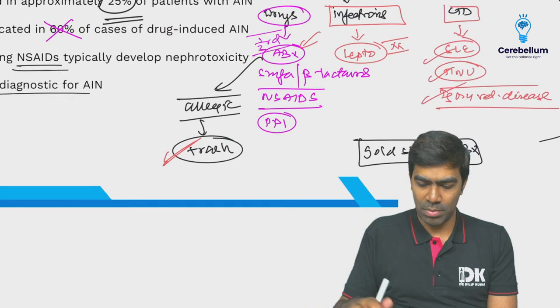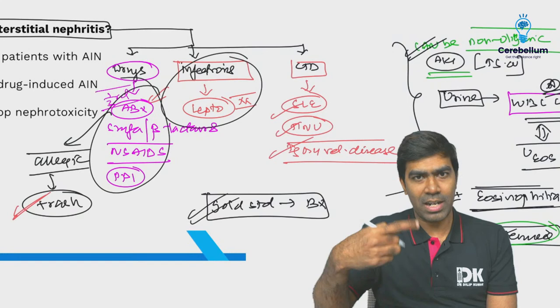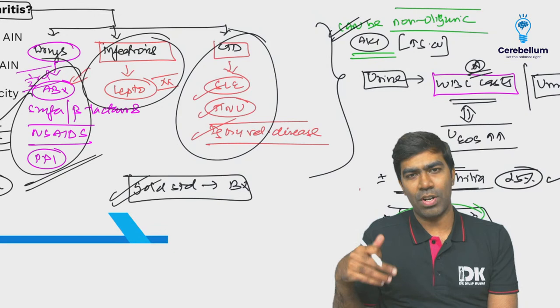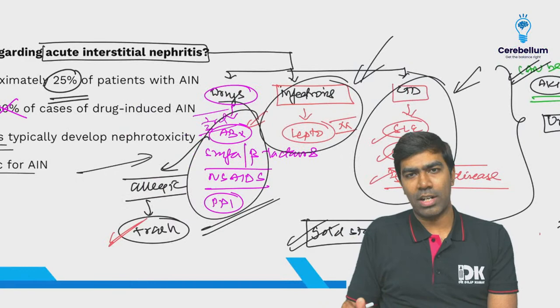So treatment will be treatment of the underlying cause. For example, if it's drug induced, you have to withdraw the drug. If it's infection, give antibiotic. If it's connective tissue disorder, then probably you can use immunosuppression like corticosteroids. Corticosteroids can be tried in drug-induced AIN also, but it should be tried very early. If you try late, it may not work. Early, it may work. But CTDs definitely are going to use steroids. Infection, give antibiotics. And in drug-induced AIN, withdraw the particular drug that you suspect to have caused acute interstitial nephritis.